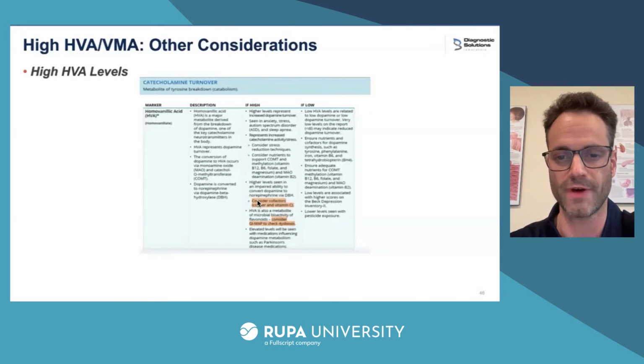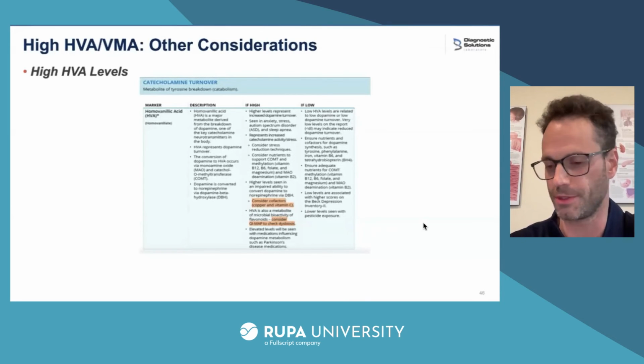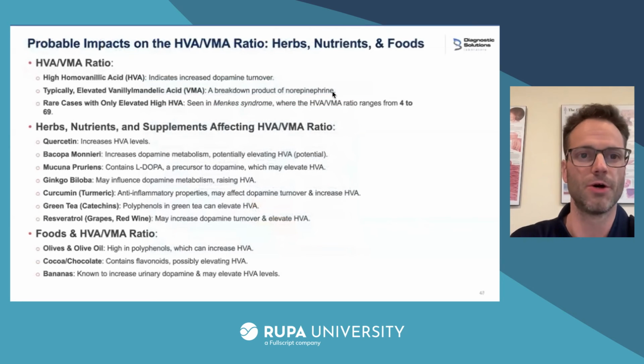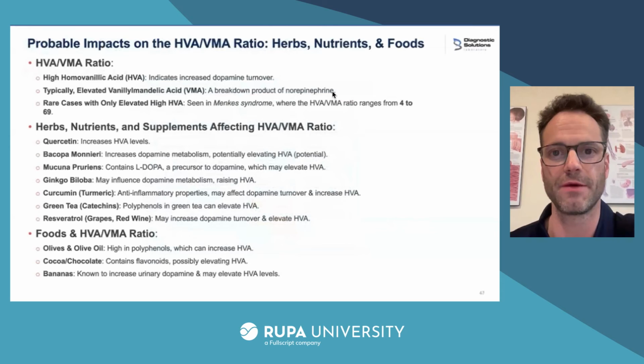Consider the cofactors copper and vitamin C when HVA is high, and consider a GI map to check dysbiosis to see if it's from microbial bioactivity in the metabolites on this test. So, probable impacts of the HVA-VMA ratios.